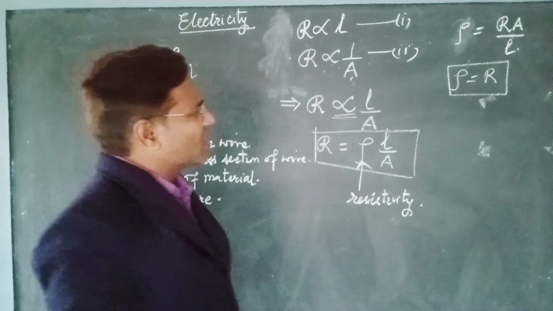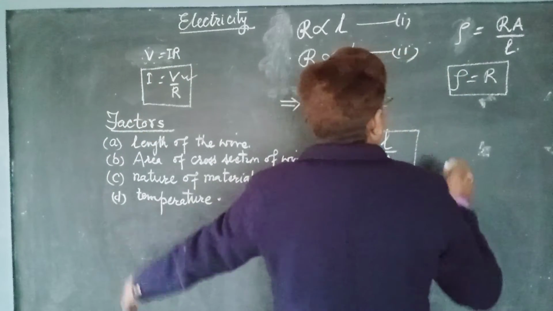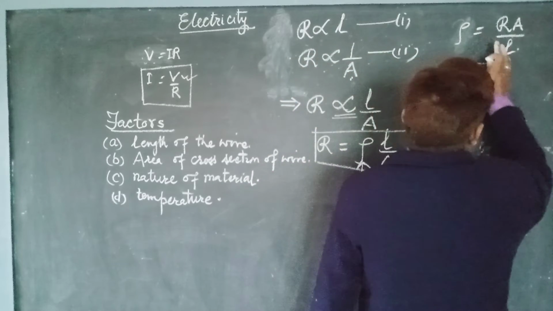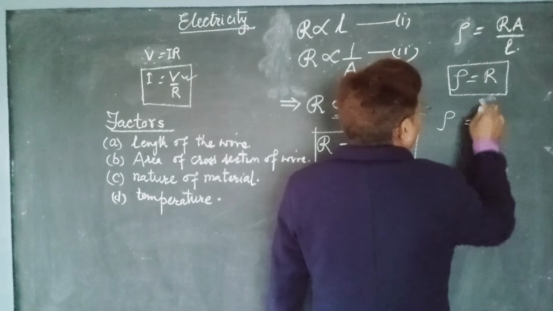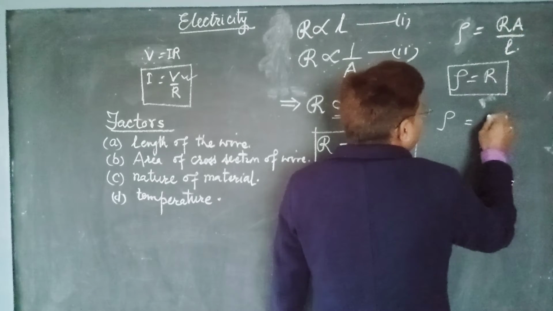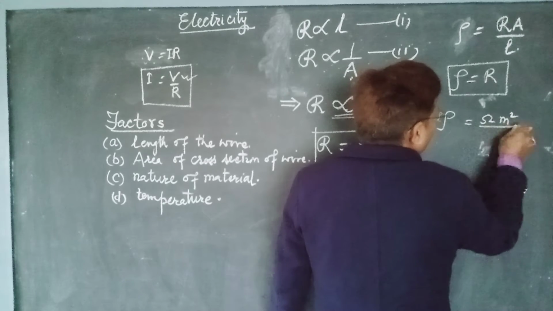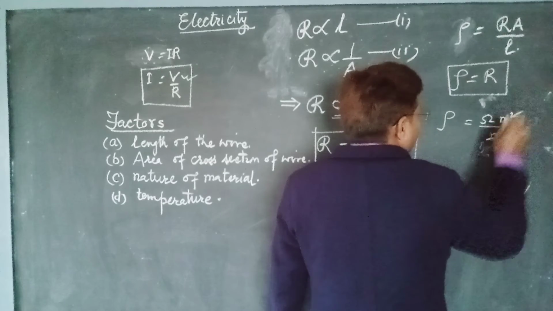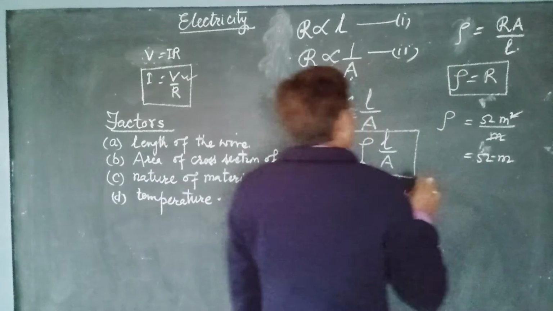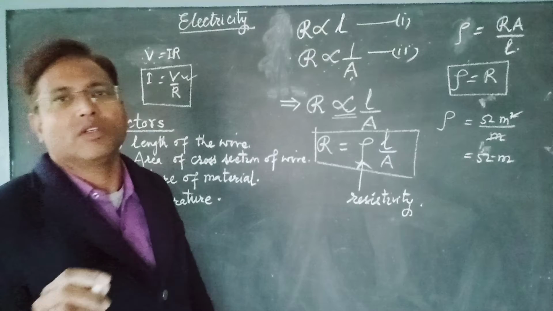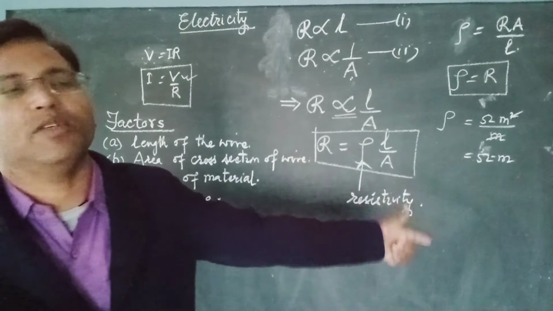Now we have got the SI unit of resistance. We already saw it as ohm. Let us find the SI unit of resistivity. Here, for resistance we have ohm, for area it is meter square, and for length it is meter. This you cancel, so it will be ohm meter. So the SI unit of resistivity is ohm meter.